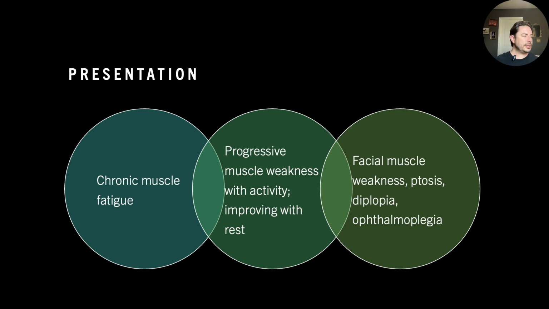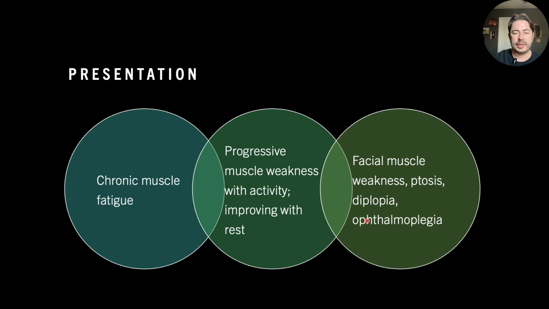So what is your patient going to present like? Well, the hallmark sign is chronic muscle fatigue. This is the most common and the hallmark sign that we see with myasthenia gravis. The patient is going to have progressive muscle weakness with activity, but it will improve with rest. Other telltale signs with myasthenia gravis are facial muscle weakness, or ptosis, or diplopia, and then this last one here.